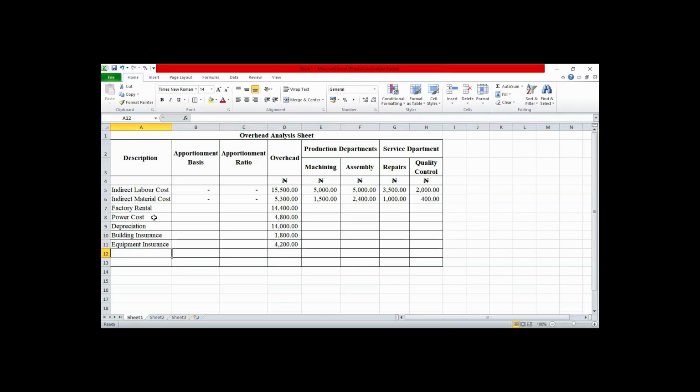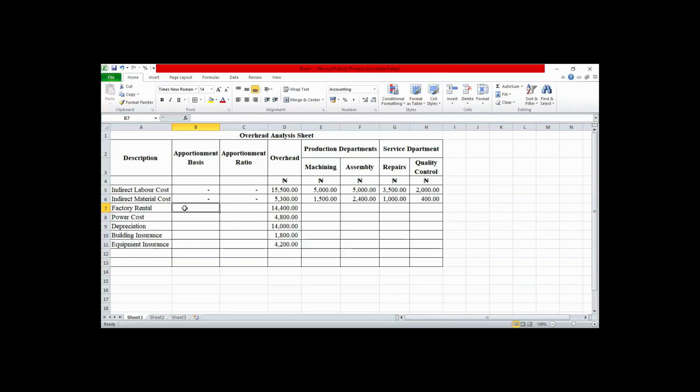Now, let's go back to factory rent. That one has not been allocated or apportioned. What we now need to do is to apportion it. What is the basis for the apportionment of factory rent? Look at your second table. That is where the information you need is. I told you the base of apportionment last week under the primary apportionment. How do we apportion rent?